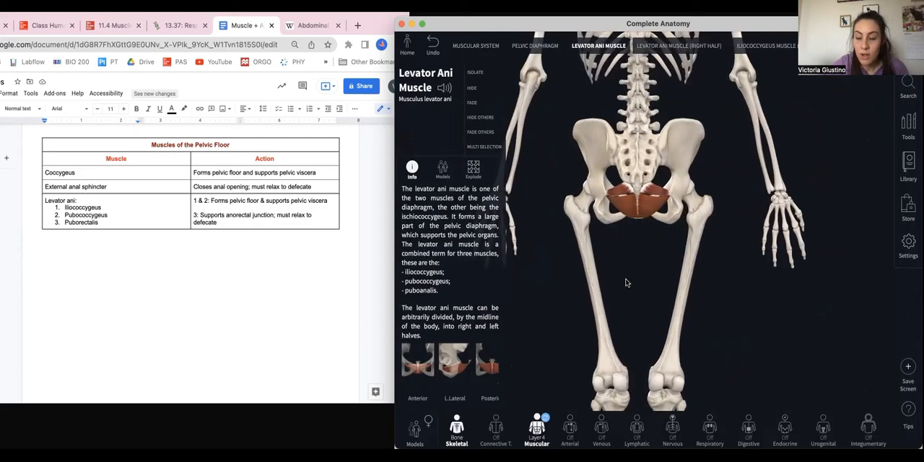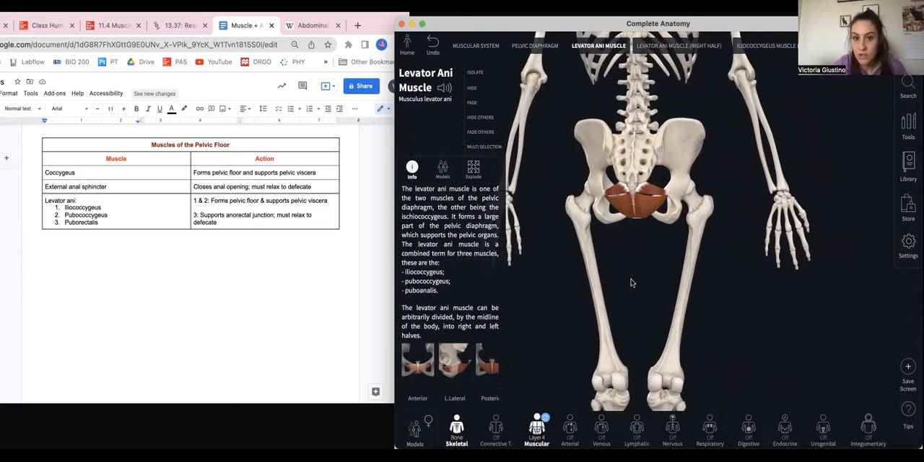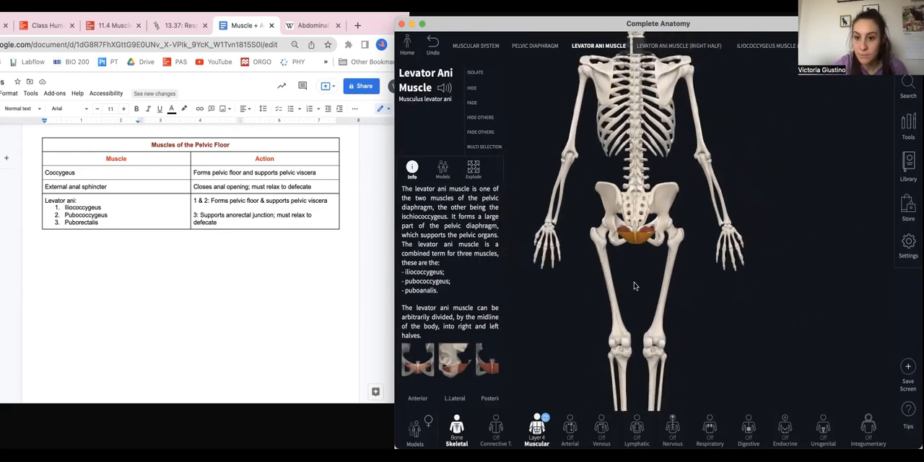And then also remember you have that external anal sphincter. Just similar to any other sphincter, it's going to have to relax in order to allow you to defecate again.